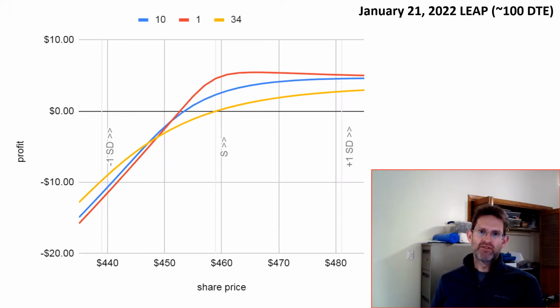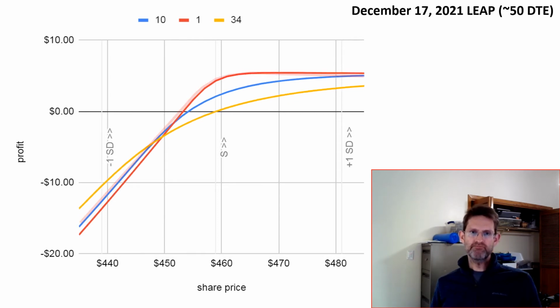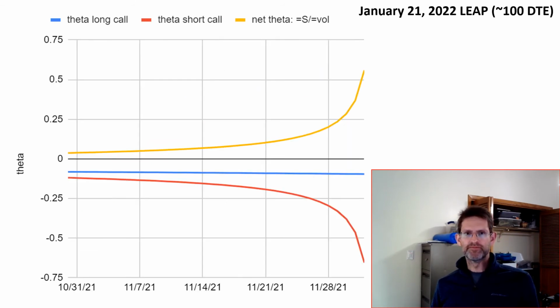Here's the P&L curve for my typical poor man's covered call setup that has a 100-day expiration leap. The red is the P&L near expiration. Now here's the P&L curve for the 50-day expiration leap. I put the 100-day expiration curve in light red so you can compare. For all intents and purposes, these are the same. 100 days to expiration gives you a little bit more downside protection, but really the P&Ls are very similar.